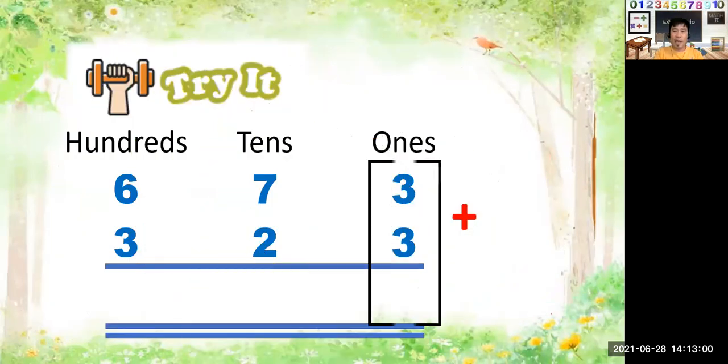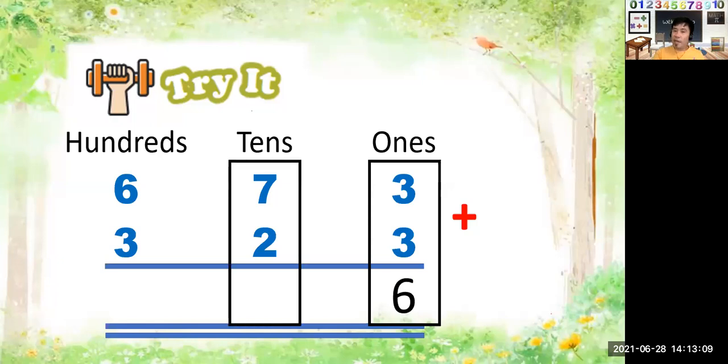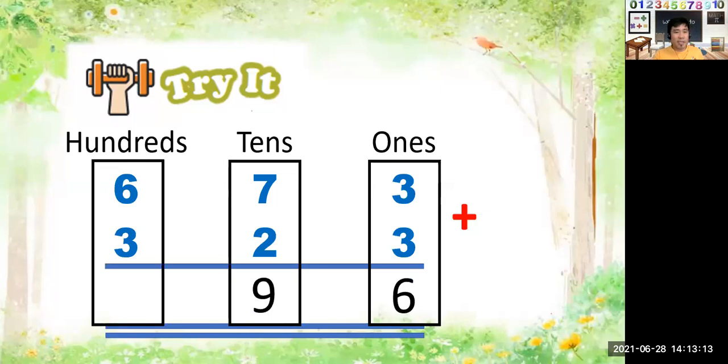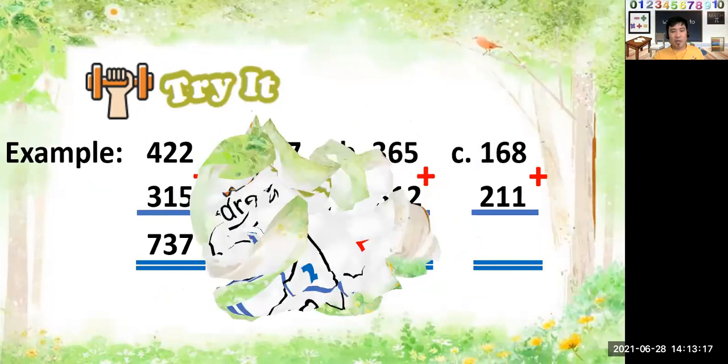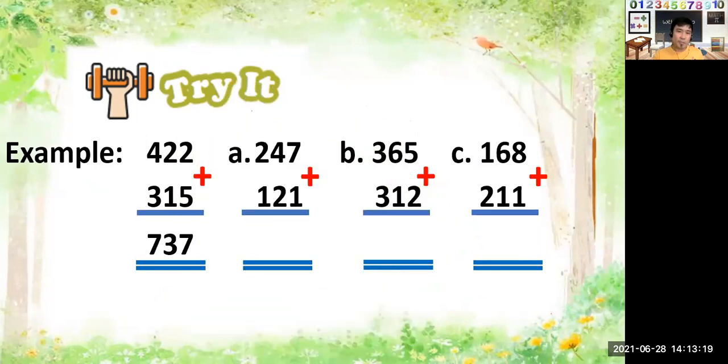Now first we will add in the ones place. 3 plus 3 is 6. Of course, it's very easy. When you were in grade 1, you learned how to count or add numbers up to 10. In the tens place, 7 plus 2 is 9. 6 plus 3 is 9. So therefore the answer is 996.